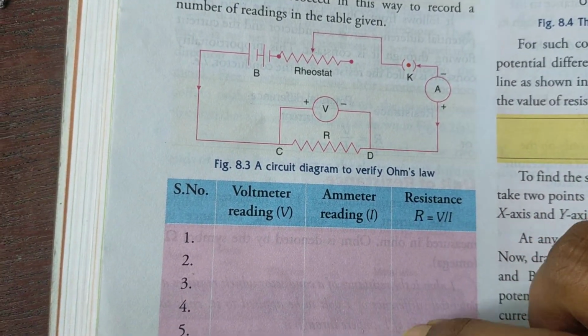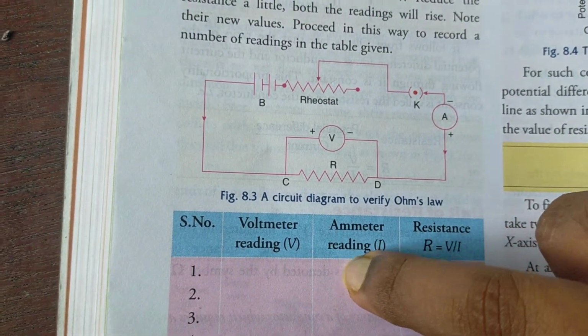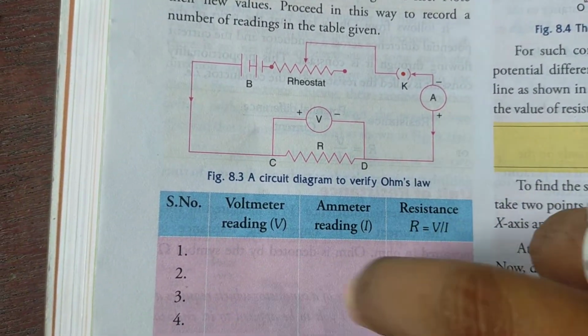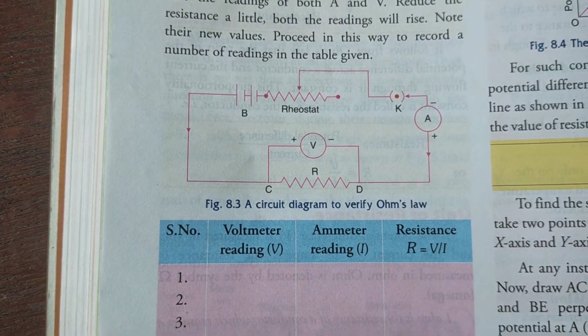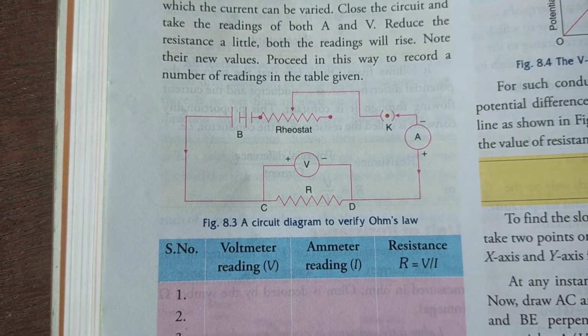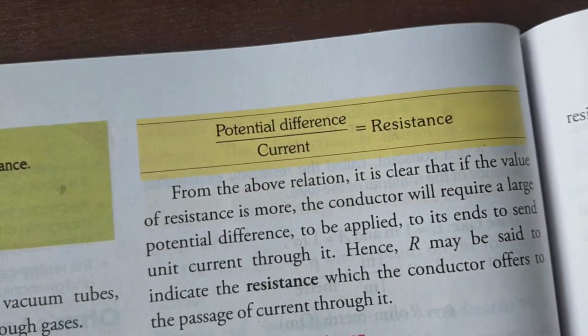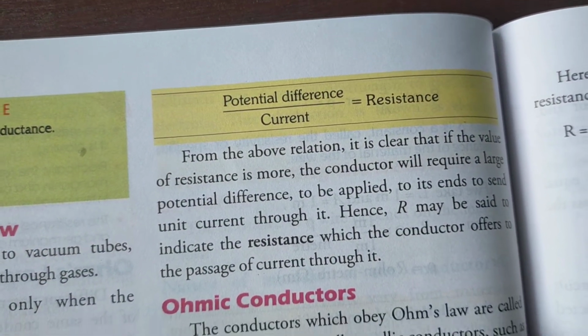Okay, so if we divide V by I every time, then we will find that the ratio remains the same. That means V by I shows the constant resistance. Therefore resistance is nothing but potential difference by current, that means R equals V by I.